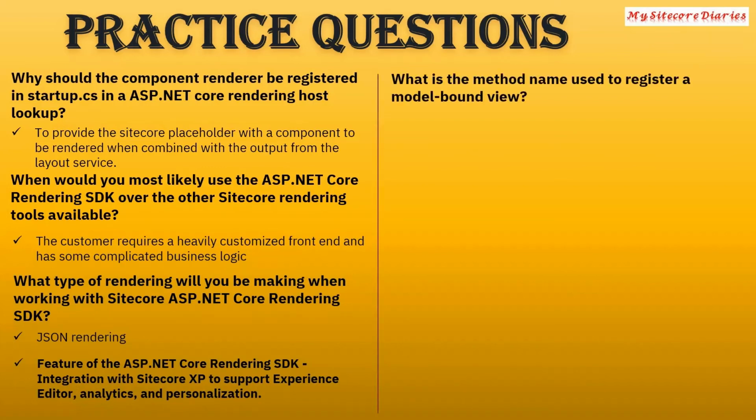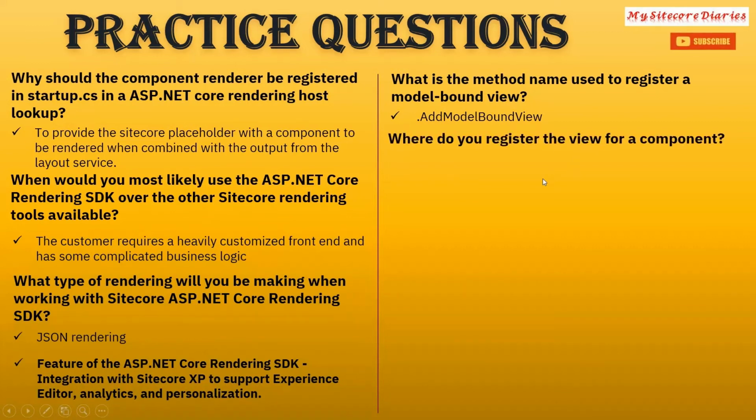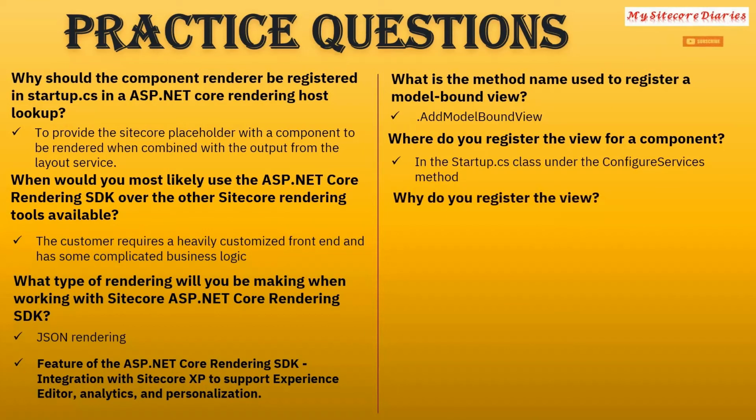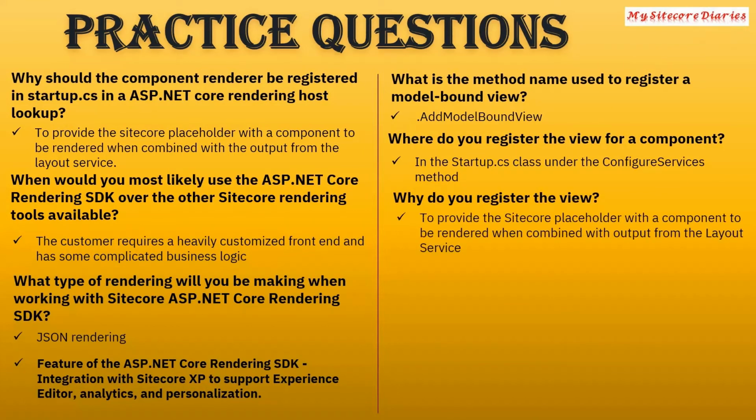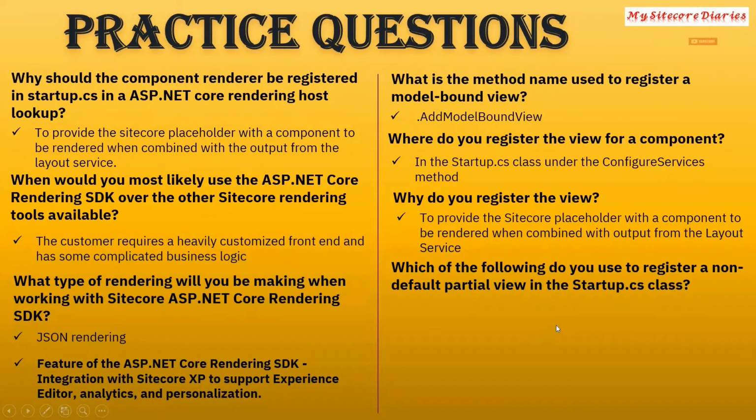What is the method name used to register a model bound view? If you want to use a model bound view, what method will you use? AddModelBoundView. Where do you register the view for a component? In the Startup class under the ConfigureServices method. Why do we register the view? To provide a Sitecore placeholder with a component to be rendered when combined with the output from the layout service. So it is the same as the first question. Then, which of the following do you use to register a non-default partial view in the Startup class? If you want to register a non-default partial view, which method will you use? AddPartialView.